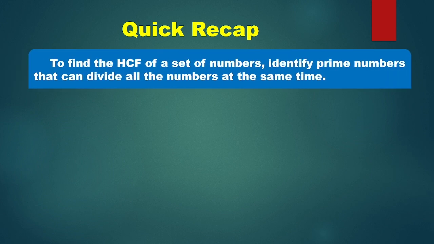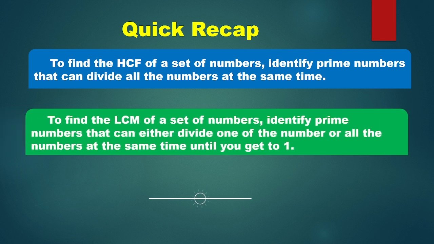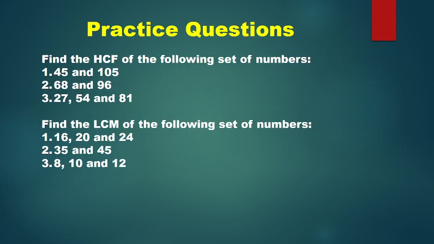Alright, let's have a quick recap. Firstly, to find the HCF of a set of numbers, identify prime numbers that can divide all the numbers at the same time. Take note, when it can no longer divide at the same time, you stop there. But to find the LCM of a set of numbers, identify the prime numbers that can either divide one or all the numbers at the same time until you get to 1. So LCM will always get to 1, but HCF stops wherever it can no longer divide the numbers at the same time. Here are a few questions for you to try.